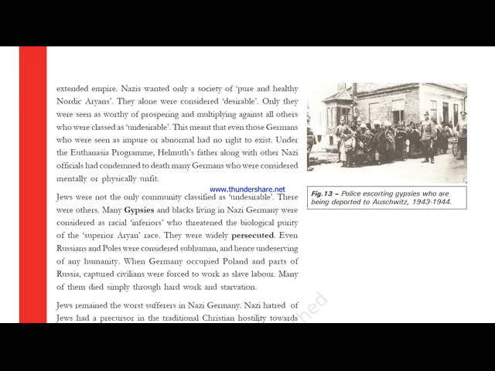Now, the Nazis were quick to create an exclusive racial community of pure Germans. How could this be achieved? According to Hitler, it could be achieved by physical elimination of the undesirable in the extended empire. That means get rid of them. Only pure, healthy Nordic Aryans were considered desirable. This also meant that Germans who were seen as impure had no right to exist. The Nazi officials had condemned to death many Germans who were considered mentally or physically unfit. Jews and Gypsies were classified as undesirable and inferior.